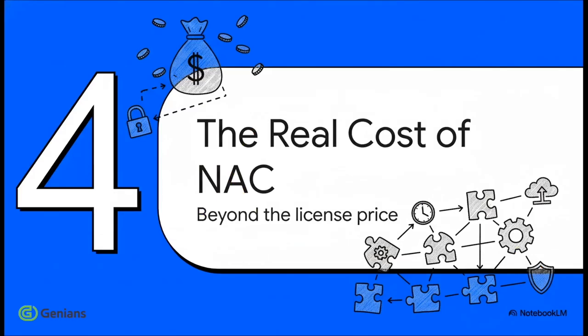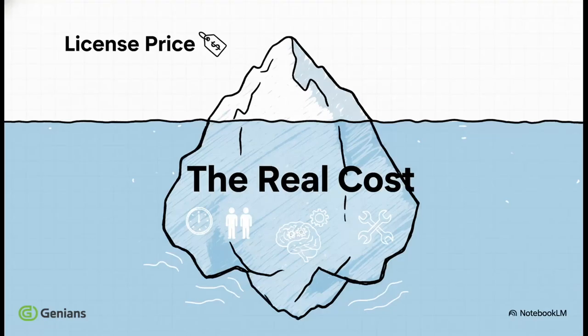Okay, so that covers the license price. But honestly, that's just the tip of the iceberg. We really need to talk about the real cost of NAC, because it goes way, way beyond that initial number on the quote. Look, the license price is just what you see on the surface. The real cost, the total cost of ownership, is all operational. It's the time, the people, and the expertise you need to deploy it, configure it, and maintain the system day in and day out.